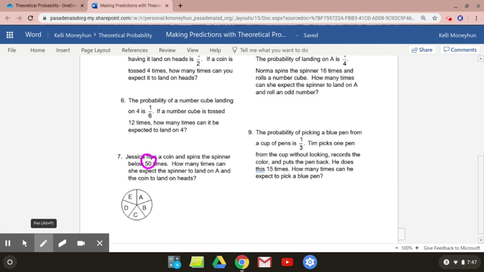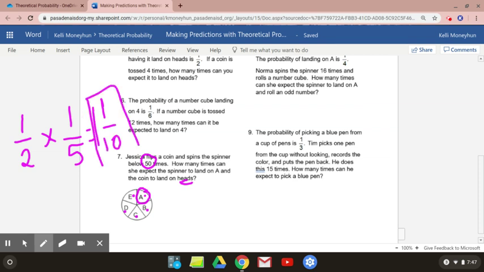Okay, so first, how many times can I expect a coin to land on heads? 1 out of 2. You should know that. Okay. And then how many times can you expect the spinner to land on A? How many A's are there? 1. Out of how many total? 5. When you have multiple probabilities, you need to multiply. 1 times 1 is 1. 2 times 5 is 10. Now I have my combined theoretical probability.